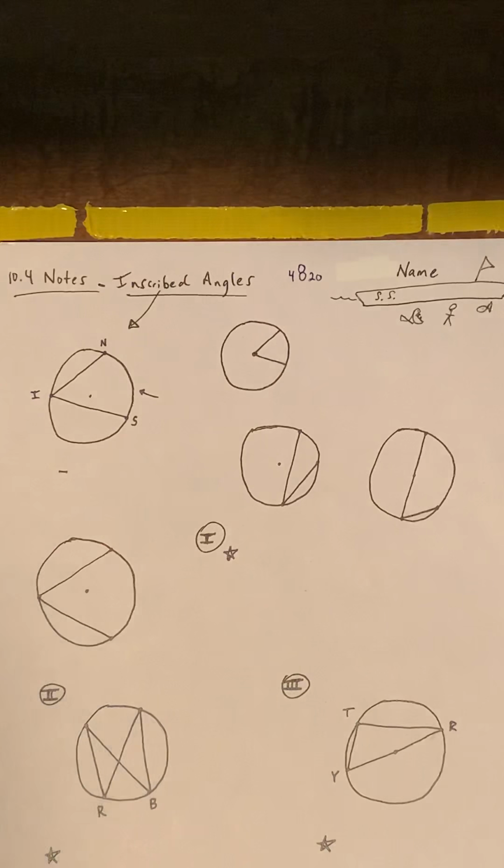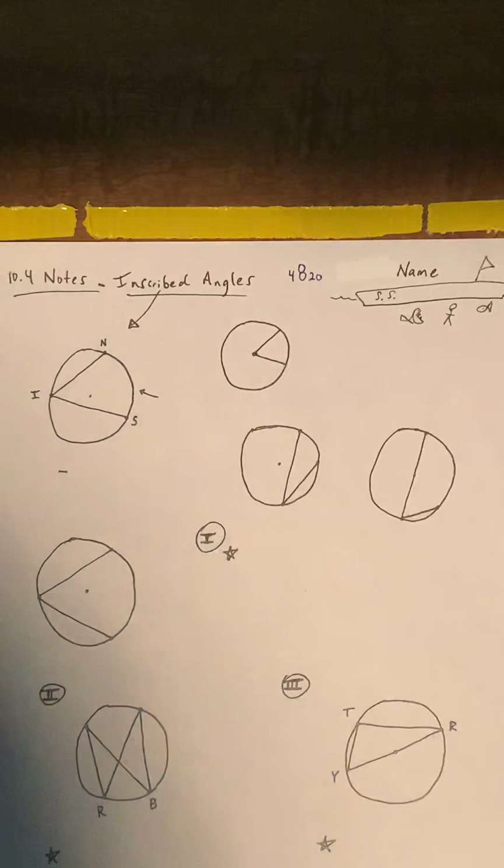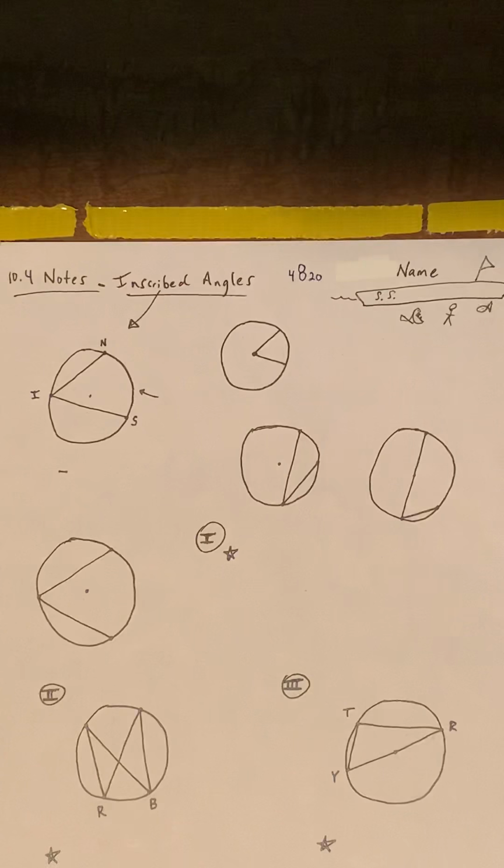Okay, hello everybody, and this will be Geometry, section 10.4. Today we're going to look at inscribed angles and 4 important properties about inscribed angles that we can use to solve even more problems with circles and angles.